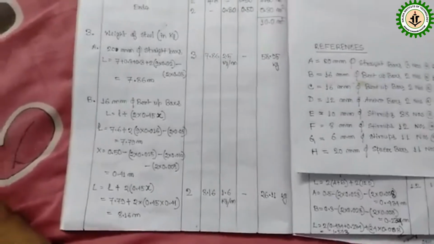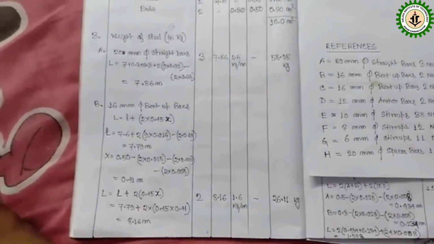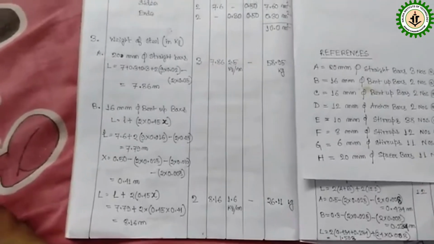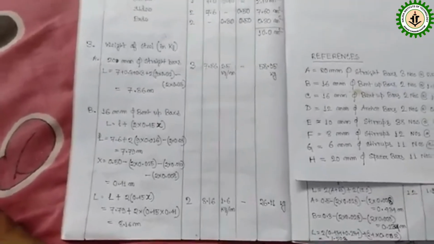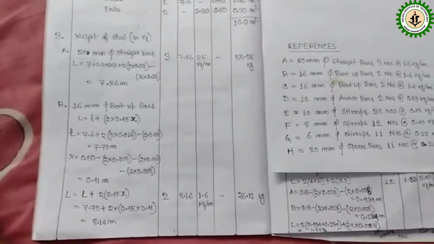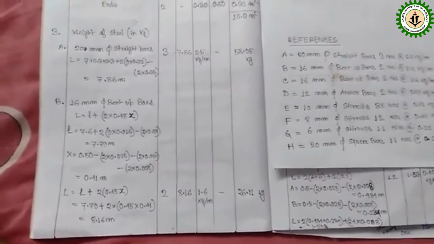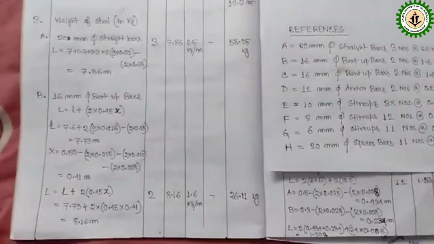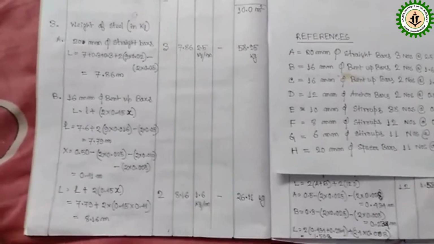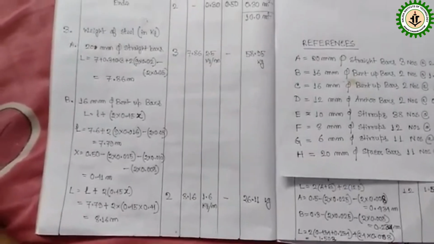So the length of the x will be 0.50 minus 2 into 0.025 minus 2 into 0.010 minus 2 into 0.008. So that is coming 0.41 meter. Now we have our straight length and we have also the length of x. So from the formula we can easily find out the length of the bent up bars.